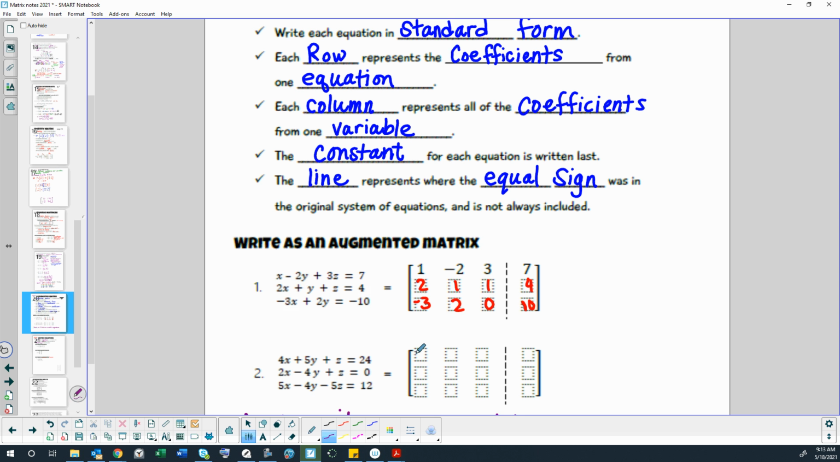So our first equation has a 4x, so I'm just writing down the 4, a 5y, so I'm just writing down the 5, z, so we just do a 1 for the z, and then a 24 for the constant. Keep going like that, and I will just be writing these down, and you can see if your answer matches mine. So be trying it on your own, and then look up to check your answer.